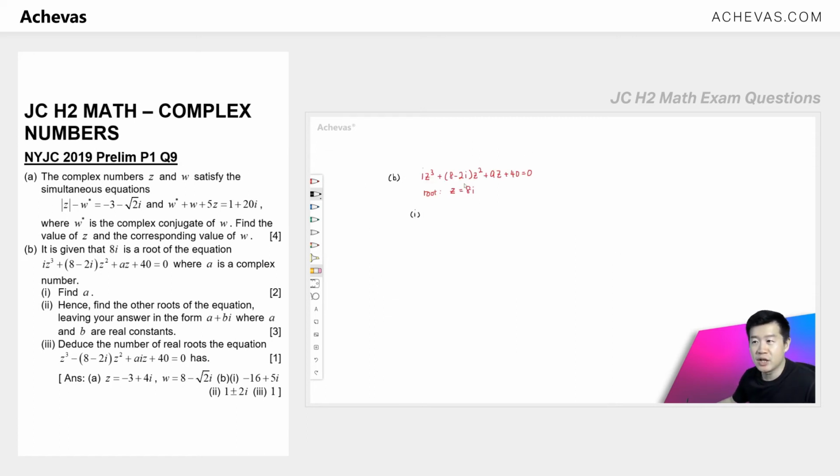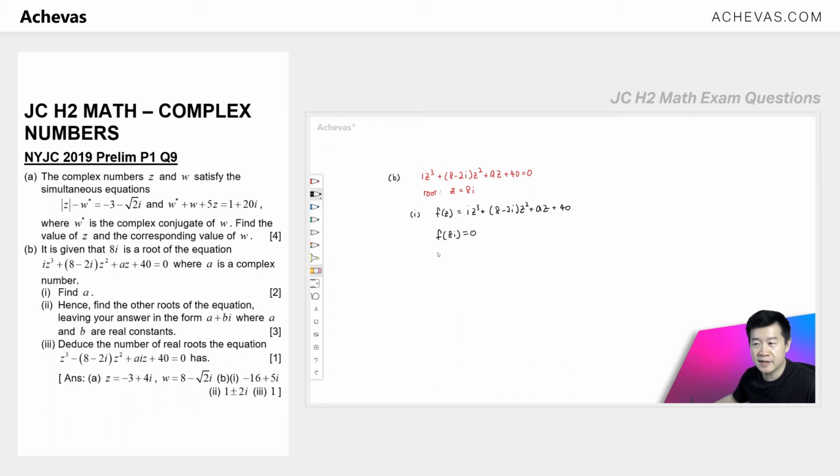For this equation here, we have one of the roots, that is 8i. So what we want to do is to apply the factor theorem to solve for a. Because if 8i is a root, and if I were to let f(z) represent this polynomial here, this is iz to the power of 3 plus 8 minus 2i z squared plus az plus 40. And since 8i is a root, by applying the factor theorem, we know that the function where z is replaced by 8i is equal to 0.